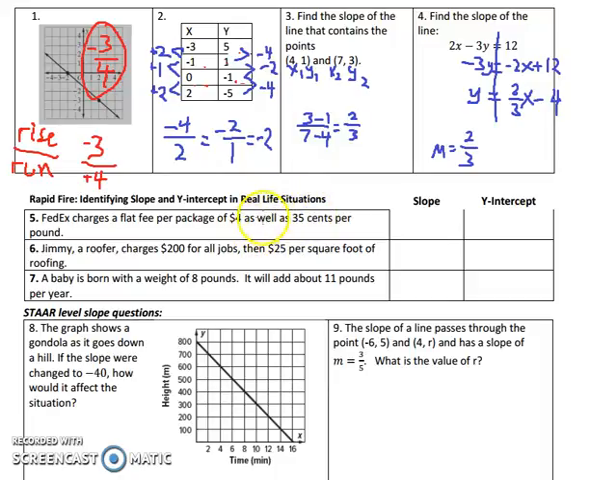Okay, so identifying slope and intercept. The flat fee is $4. The slope is 35 cents per pound. You do this one. Baby's born 8 pounds. Okay, so it starts off, initial value is 8 pounds, adds 11 pounds a year. That's how you do those.